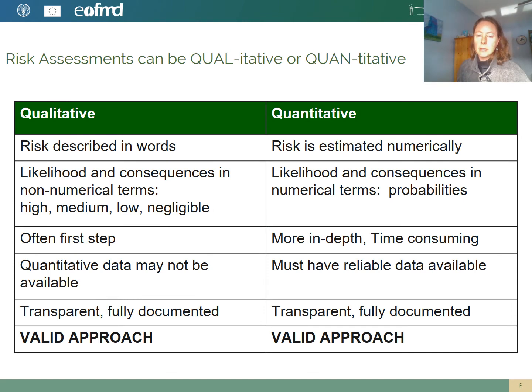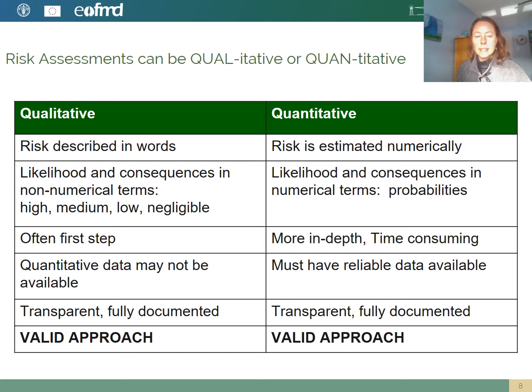Risk assessments can be qualitative or quantitative, and both are valid approaches. A qualitative risk assessment uses words to describe the risk. Words like high, medium, low, and negligible are used to describe the probabilities and consequences. And this differs from quantitative risk assessment, where numbers are used in the form of probability to describe the likelihood and consequences.